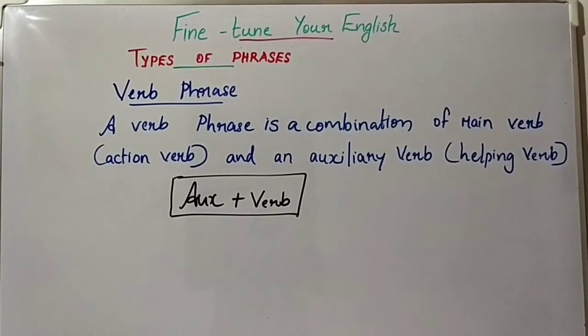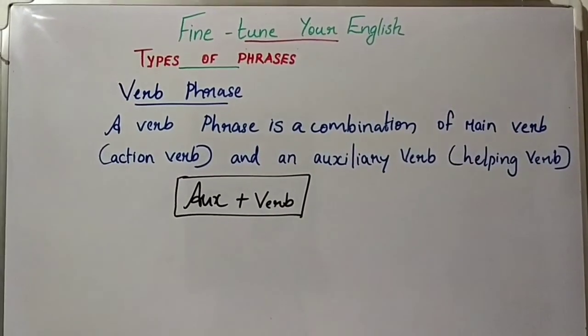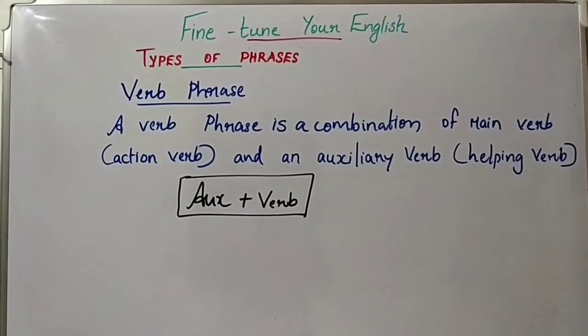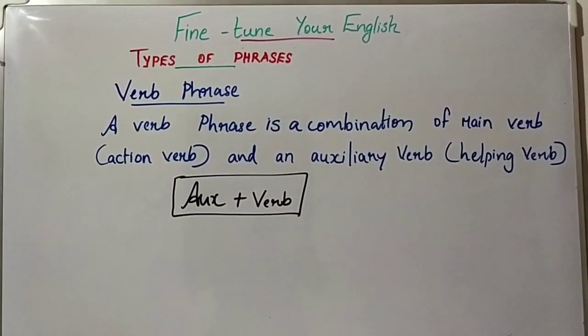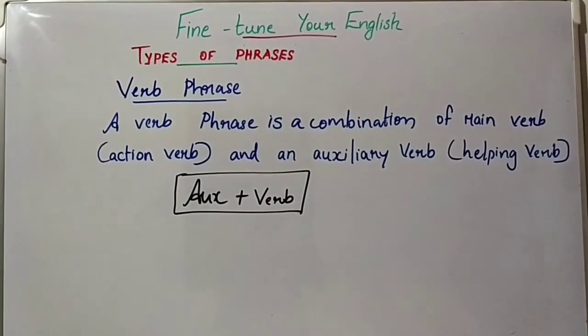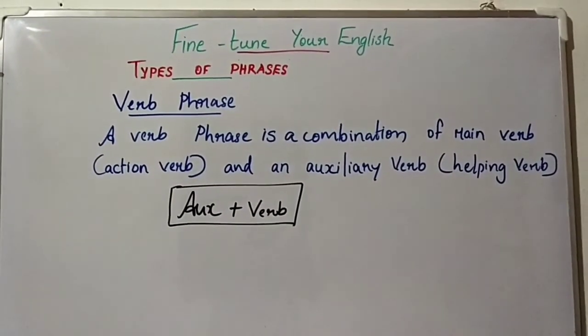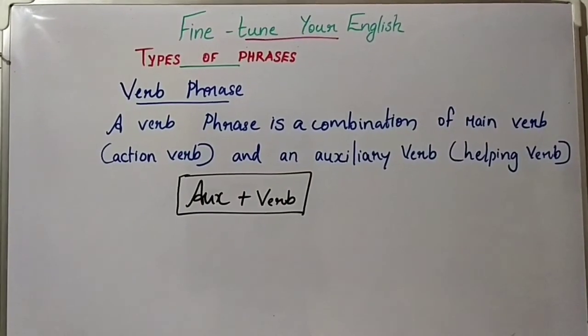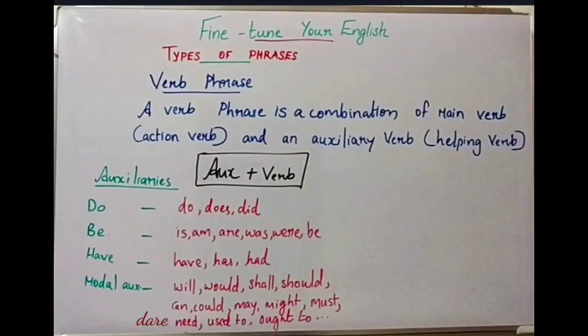Fifth, it is verb phrase. See what is a verb phrase. A verb phrase is a combination of main verb, that is action verb, and an auxiliary verb, that is a helping verb. So the format of verb phrase is auxiliary plus verb.